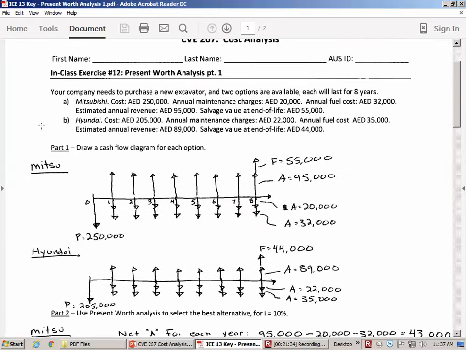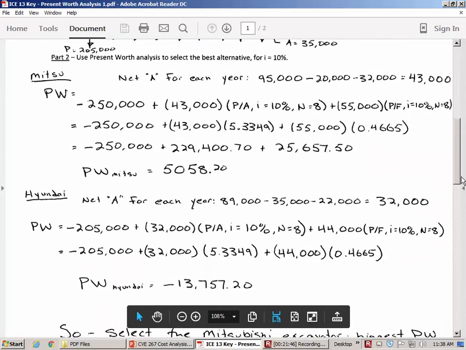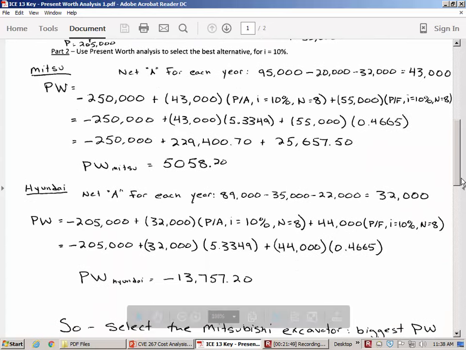Where does it say the MAR? It says it on part 2, right. Use the present worth analysis to select the best alternative for I equals 10%. And so we're discounting all the money in the future to the present. So if that was your borrowing cost, if you were paying 10% to the bank to borrow the money, then after everyone got paid, after the workers got paid and you did your annual maintenance and fuel costs and everything, there would still be a leftover profit of $5,058.